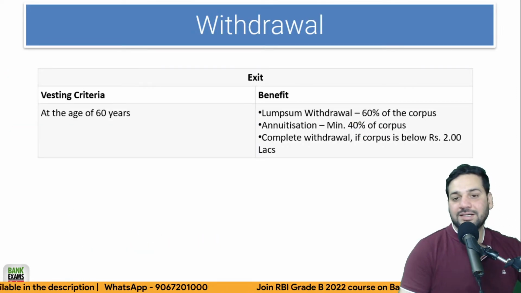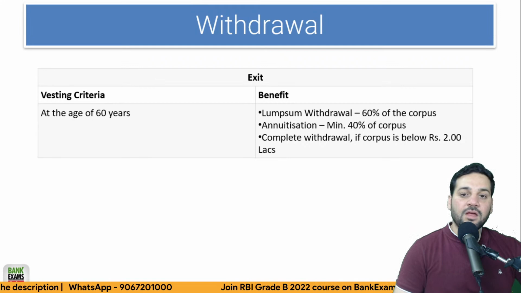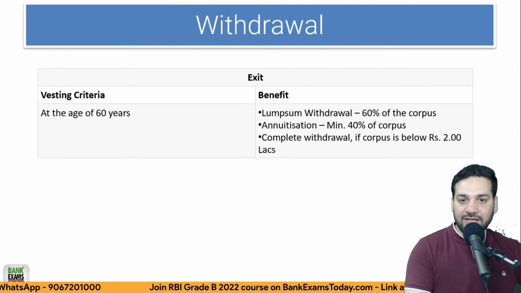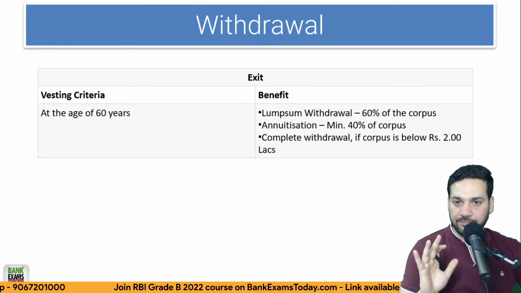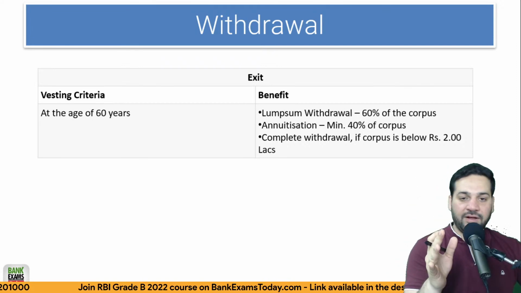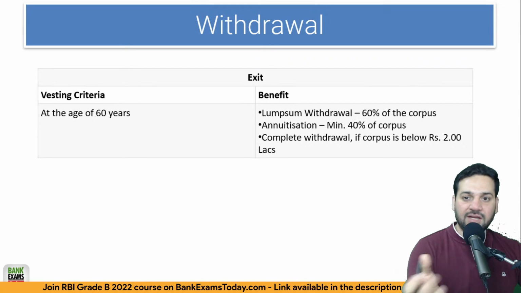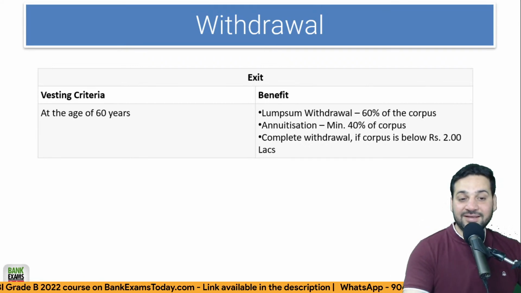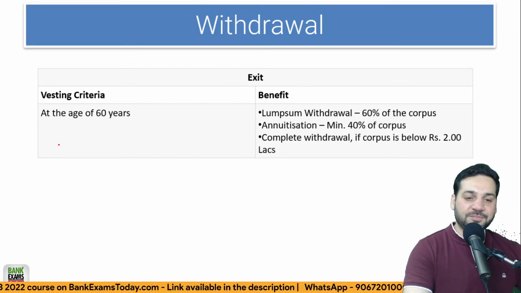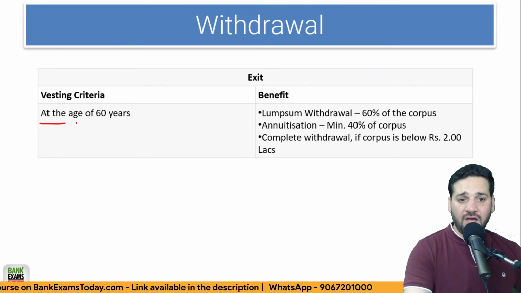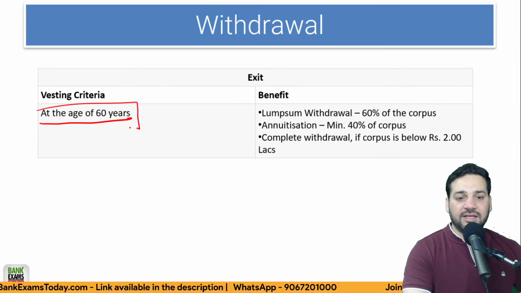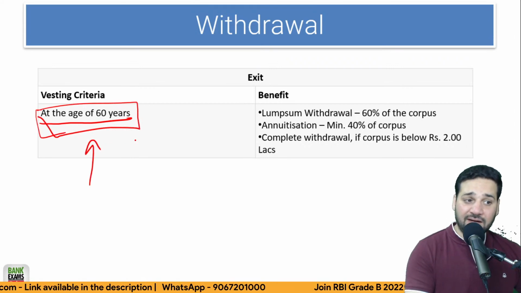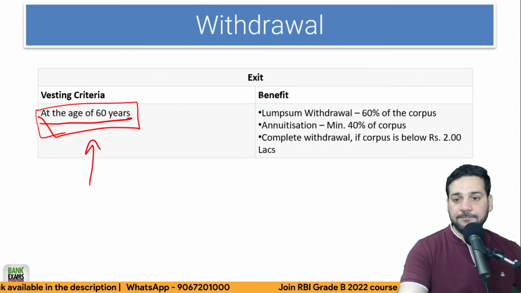The important point, withdrawal. So when can you actually withdraw your money? If I start investing today in NPS, when can I withdraw the money? In mutual funds, ELSS, there is a 3 years lock-in period. But here the lock-in period is really hard. If, let's say, I'm 32, vesting criteria, you can withdraw your money at the age of 60. At the age of 60, you can withdraw your money.